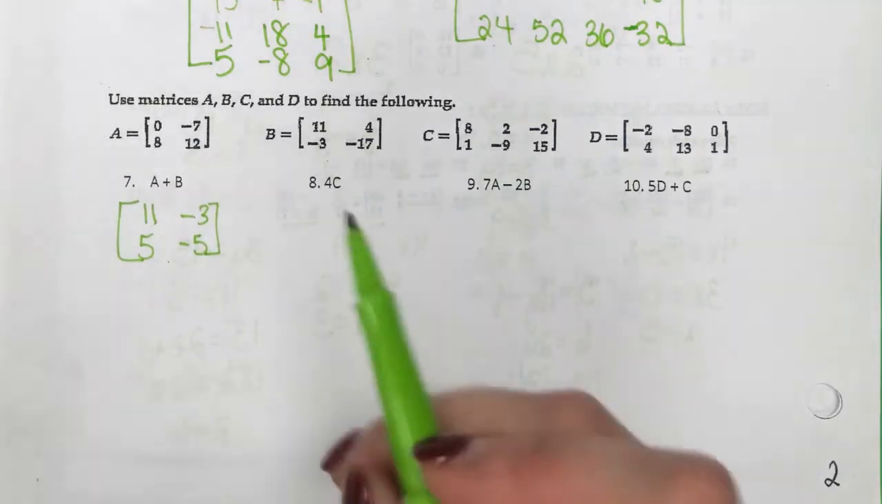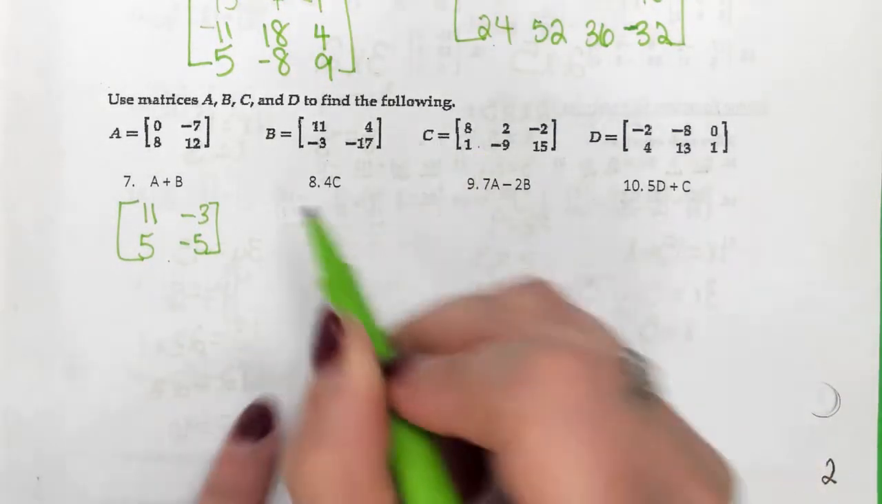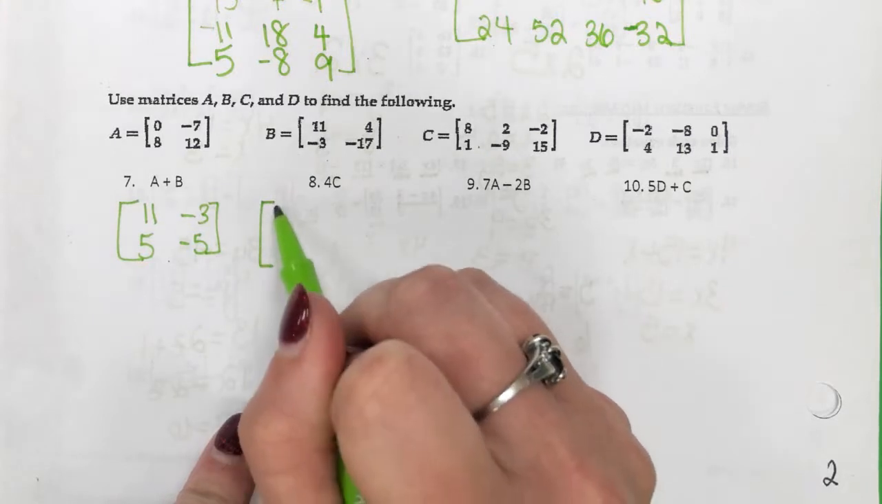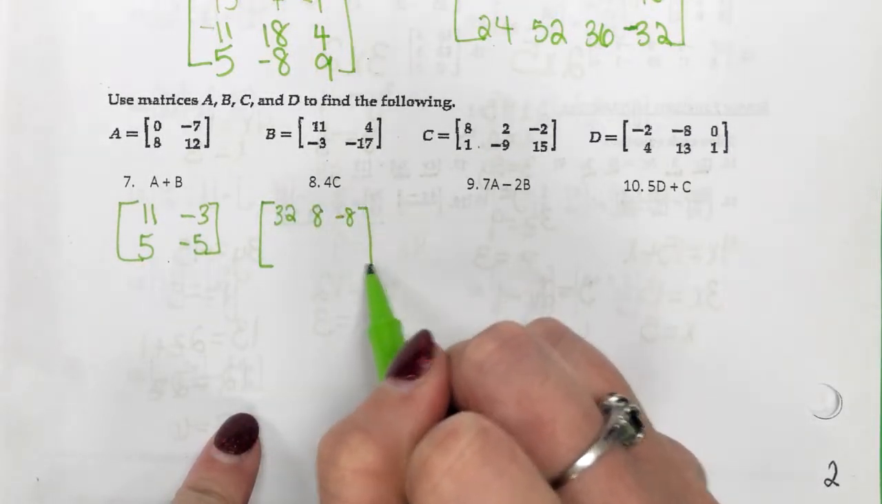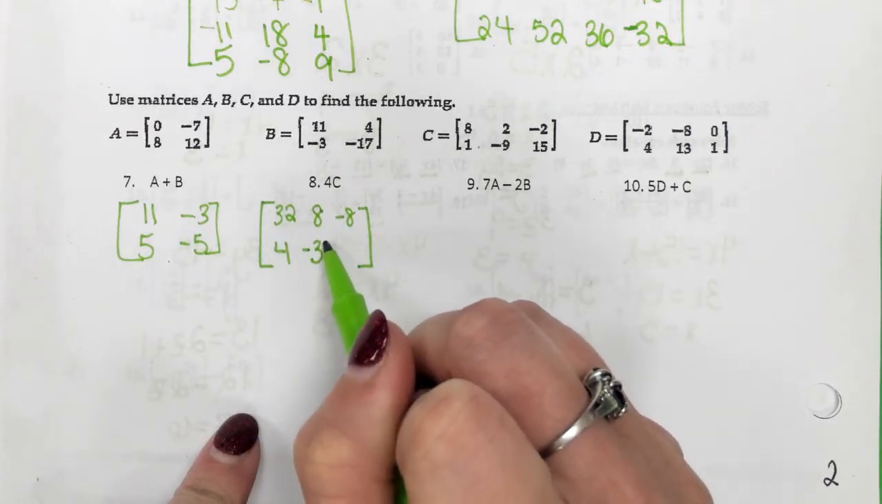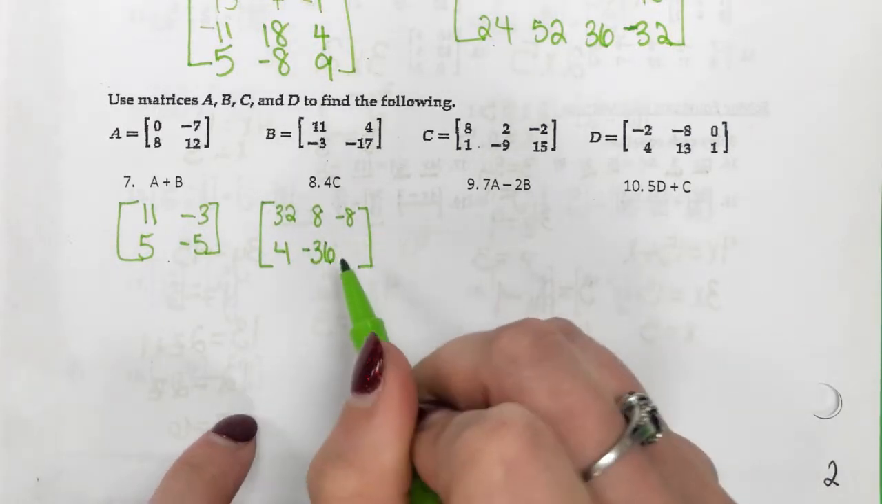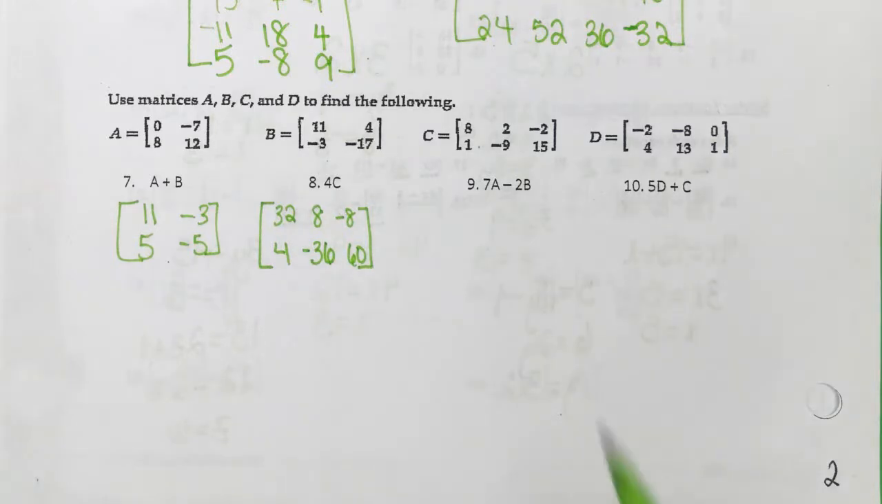Easy. Alright, let's do number 8. What's number 8 say? Multiply C. 4 times C. So what am I going to get? 36. Very good. Easy enough? Okay.